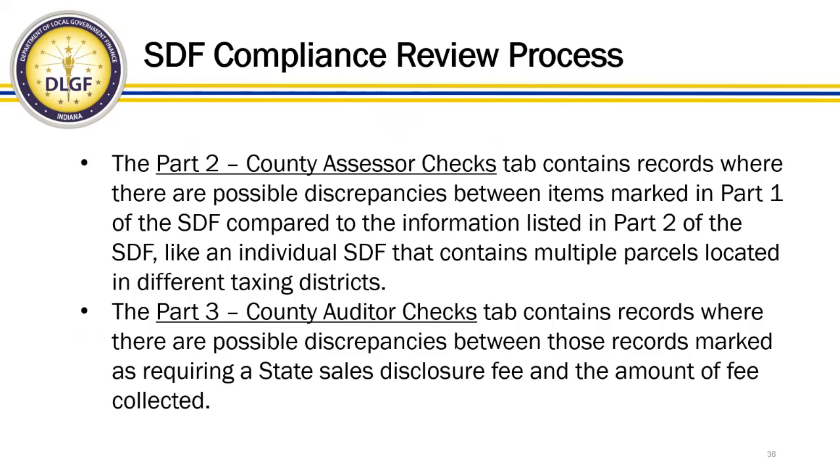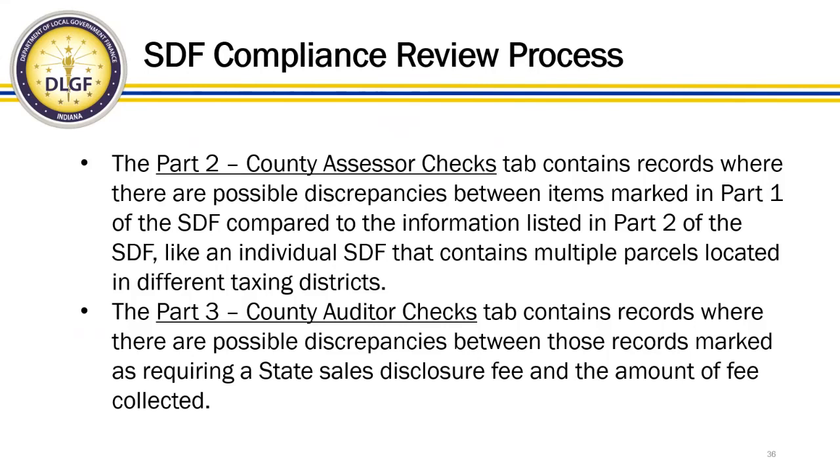An example of this would be an individual SDF, sales disclosure form, that contains multiple parcels located in different taxing districts. The guidelines for handling these types of sales is that it's completely fine for one sales disclosure form to be used for multi-parcel sales if, and this is the important part, there is a single conveyance document that is conveying all the parcels together, and the critical piece here, all those parcels are contiguous and contained entirely in the same taxing district. So under that scenario, it's okay for one sales disclosure form to be used for multiple parcels.